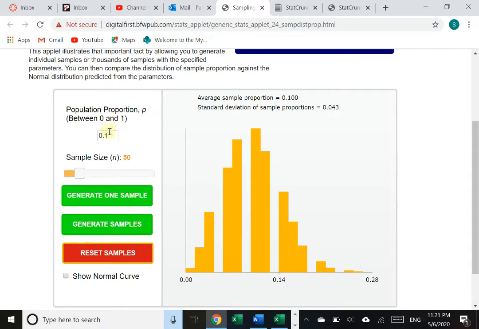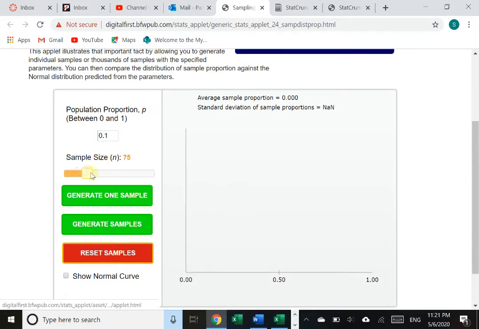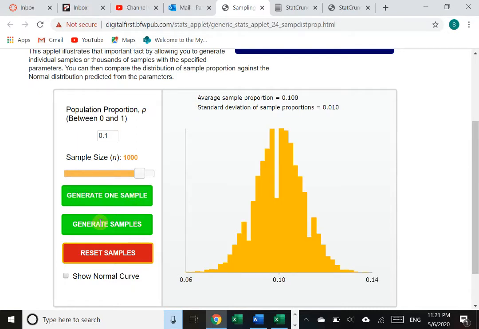So now let me change. Okay, p is small, but I'm going to increase the sample size. Look at that, to 1,000. So I'm going to take 1,000 subjects, the very large sample. Then you can do one at a time, or generate all possible samples.